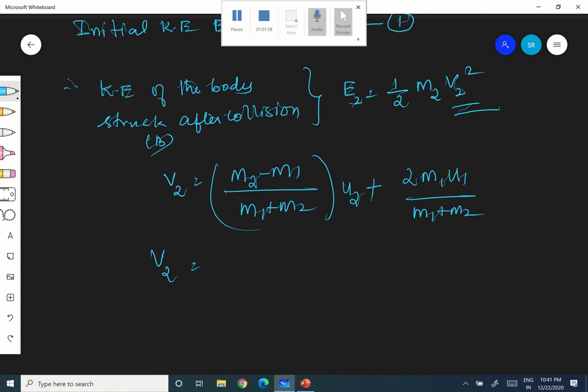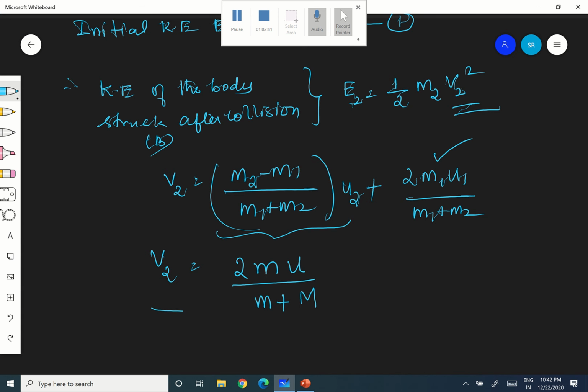Here, see, M2 is capital M. So here, M2 minus M1 divided by M1 plus M2 into U2. But U2 here is 0. U2 is equal to 0, the second body is initially at rest. Therefore, this first term will become 0 because U2 is 0. Only the second term will be there. That is 2 M1 U1 divided by M1 plus M2. M1 is small m, U1 is U, and M1 plus M2 is small m plus capital M.